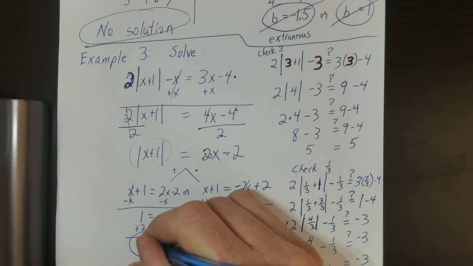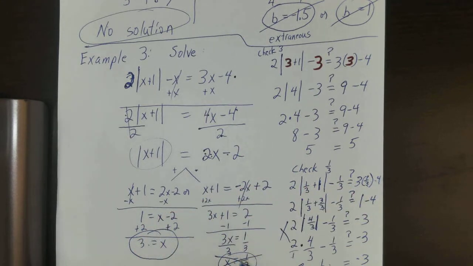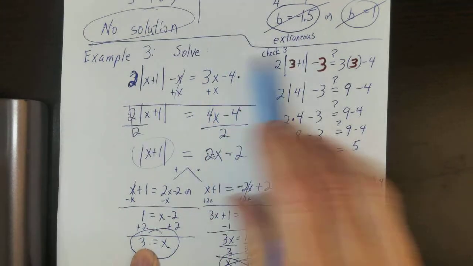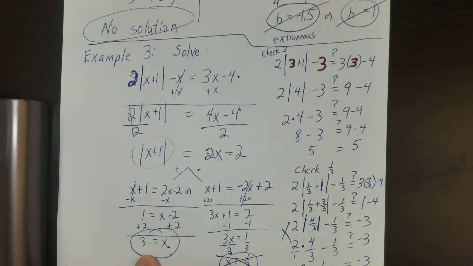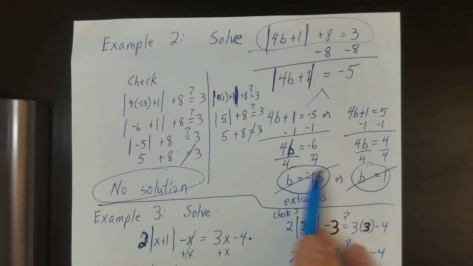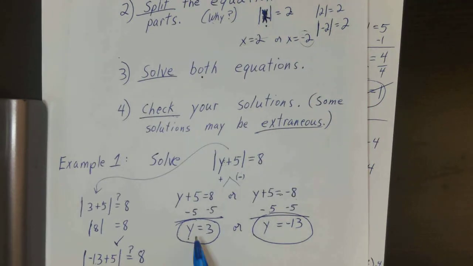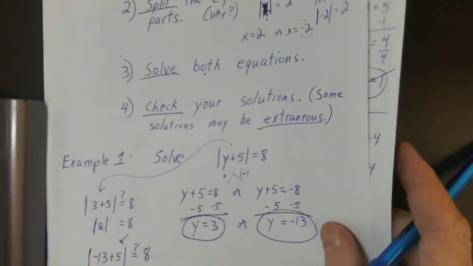x equals 3. Example 3 is a case where we checked, and one of them worked and one of them didn't. That's why we checked. Example 2, neither of the solutions work. Example 1, wherever I had that, is right here. Both of the solutions worked. So just keep that in mind as you go through this. All right, take care.